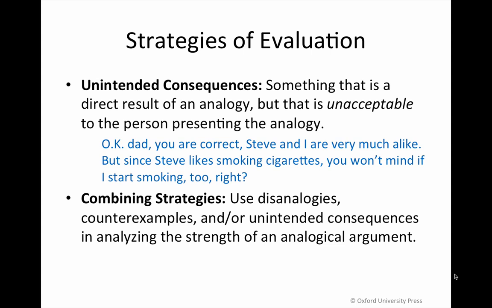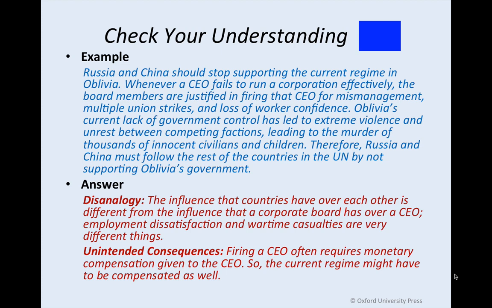So typically it's the case that an argument for which a counter analogy or an unintended consequence can be constructed is one that is being critiqued. Let's go ahead and take a moment to look at the example and then to look at the disanalogy and unintended consequences. So the example reads as follows. Russia and China should stop supporting the current regime in Bolivia. Whenever a CEO fails to run a corporation effectively, the board members are justified in firing that CEO for mismanagement, multiple union strikes, and loss of worker confidence. Bolivia's current lack of government control has led to extreme violence and unrest between competing factions, leading to the murder of thousands of innocent civilians and children. Therefore, Russia and China must follow the rest of the countries in the UN by not supporting Bolivia's government.